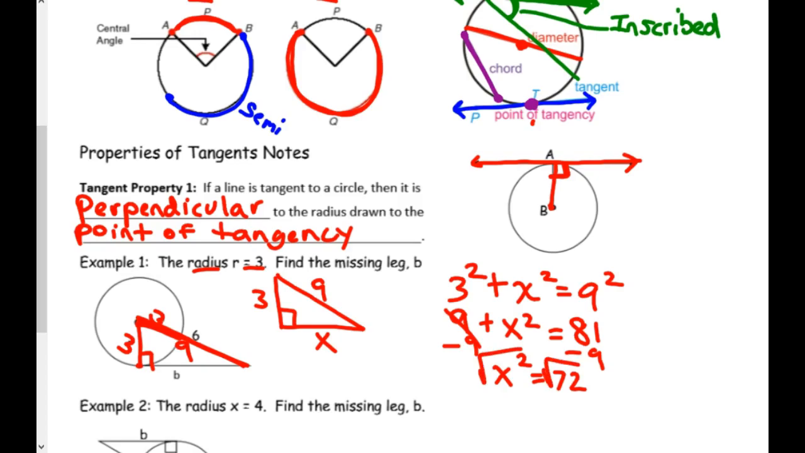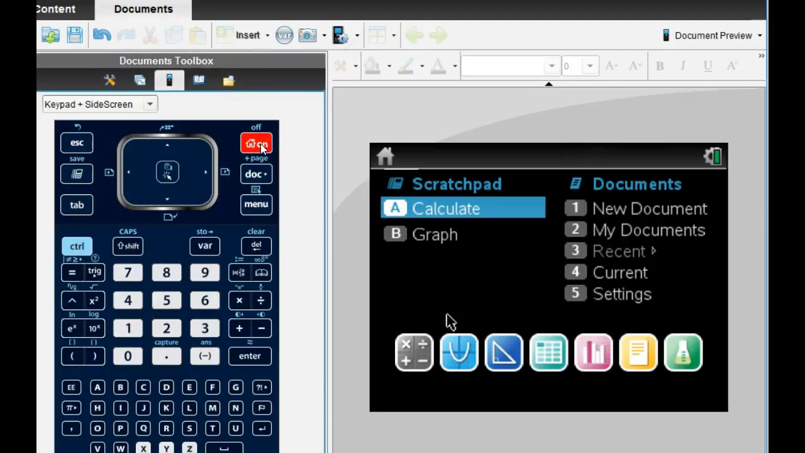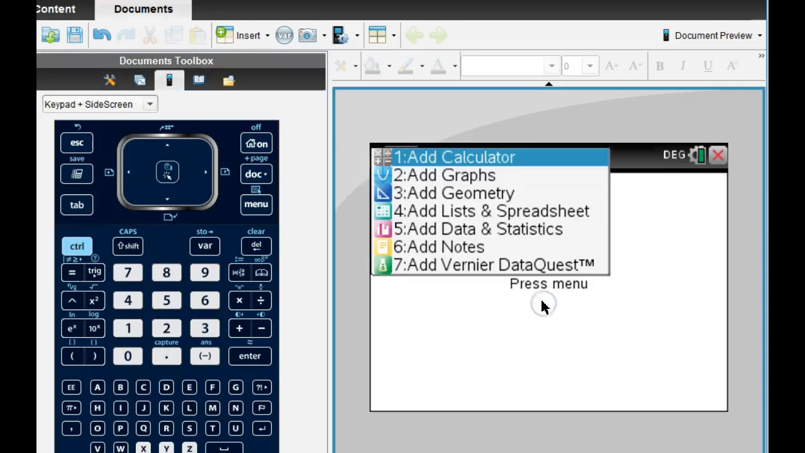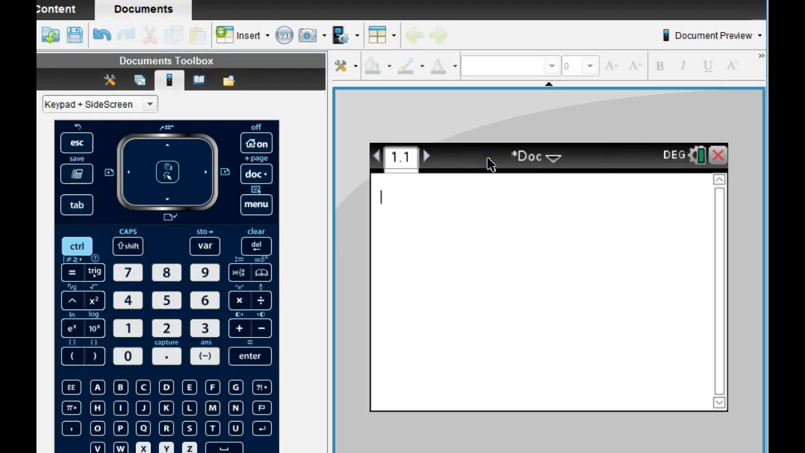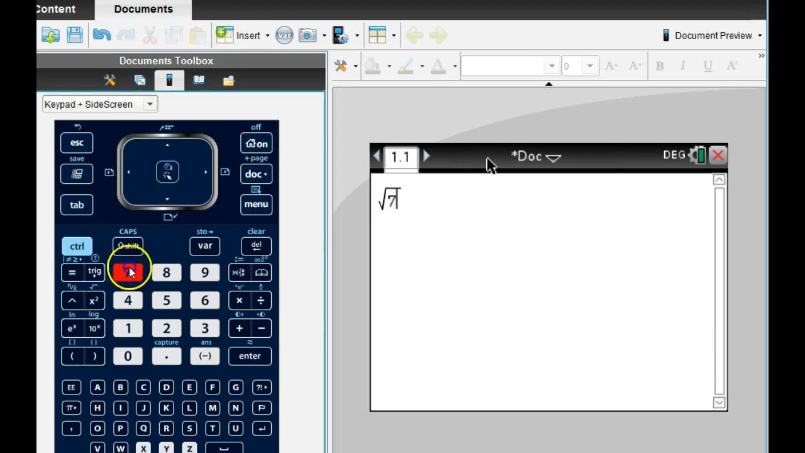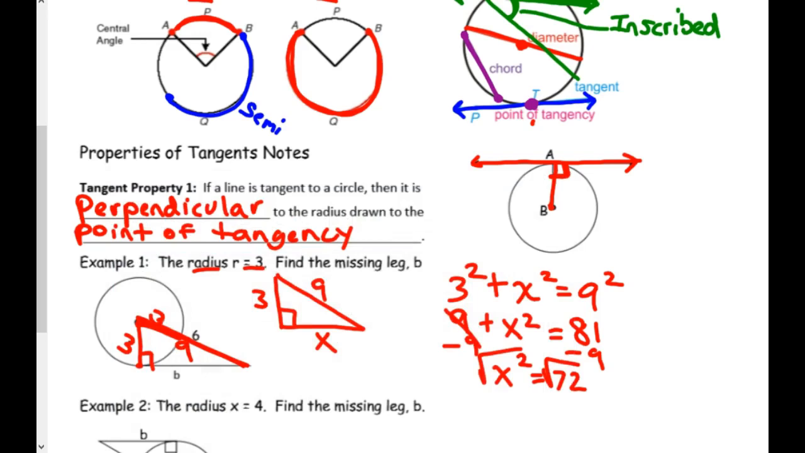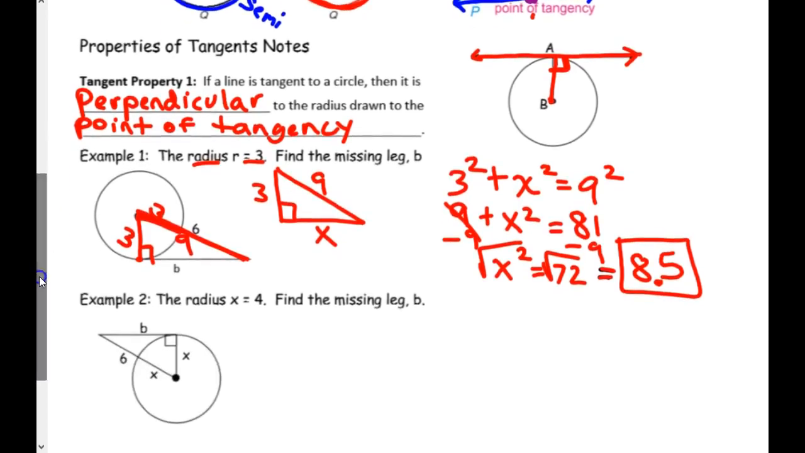And then I need a square root, both sides. Square root of 72. Now, thank goodness we got our old new calculators, whatever you want to call them. We got them back, right? Yay! So square root 72. 8.5 when we round it. So my missing length is 8.5. We did it. That's it. Example 2 is the same dang thing. Can we do it? Yes, we can.